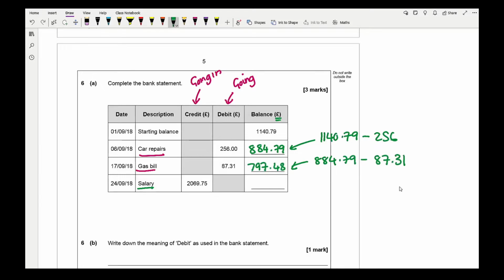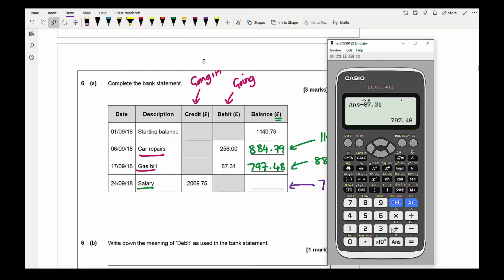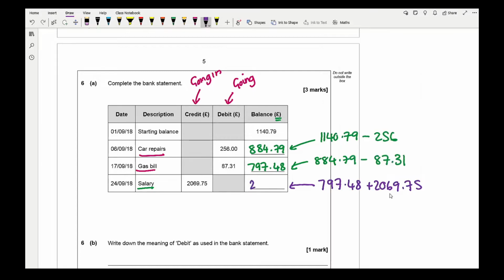797.48. And then finally, for the last one, for the balance, I need to add 2069.75. So it's going to be 797.48 plus 2069.75. And again, I've still got the existing amount on the calculator, so I can just add that to the salary, giving me a final answer of 2867.23. And there is my final answer.